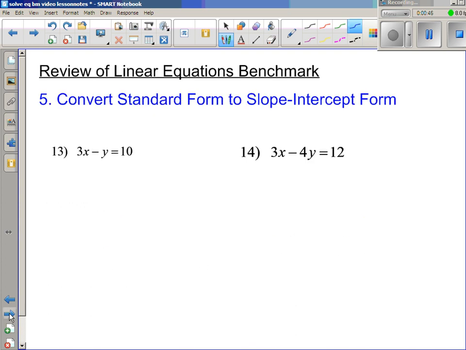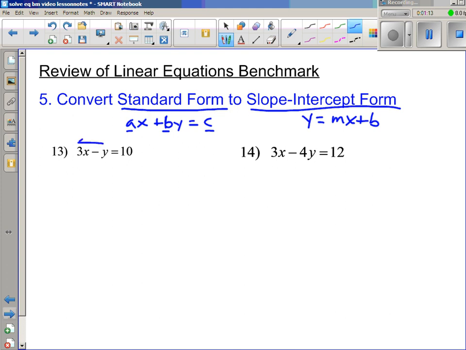So we'll start with converting standard form of a linear equation into something called slope-intercept form. We think of this as y equals mx plus b. The typical form for standard we see written as ax plus by equals c, where the letters A, B, and C are numbers, but the X and Y are variables. So for number 13, the Y is not by itself. It's got some stuff being done to it.